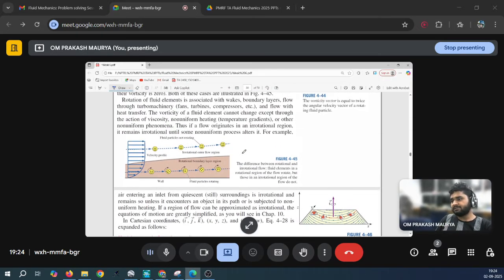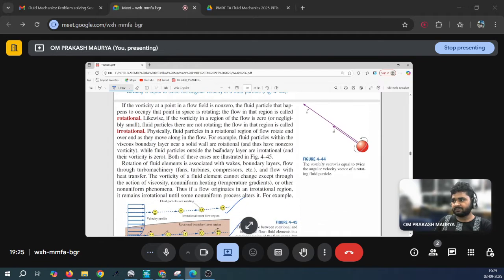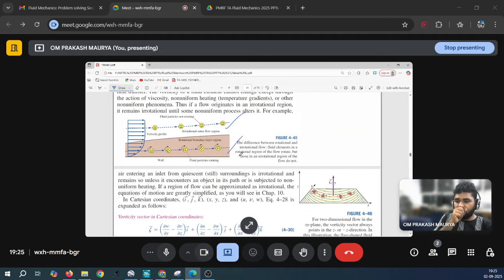I think sir has discussed the virtual fluid ball concept very well. This is also from your Cengel and Cimbala book. You can find the details behind it, or you can read it yourself once I upload this PDF to your Google Drive.